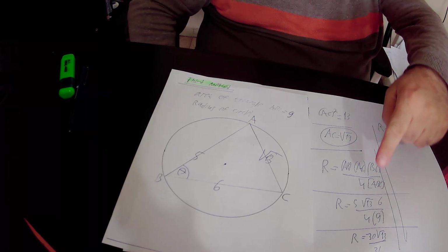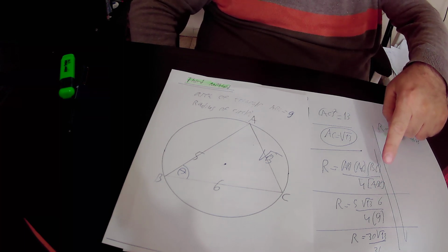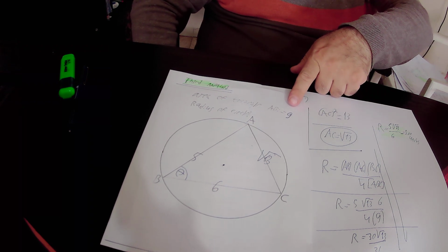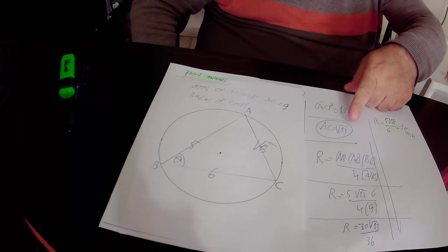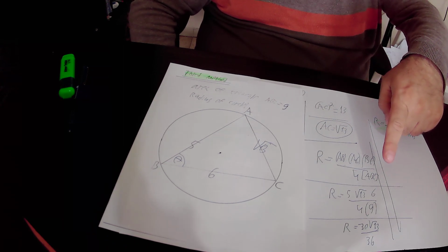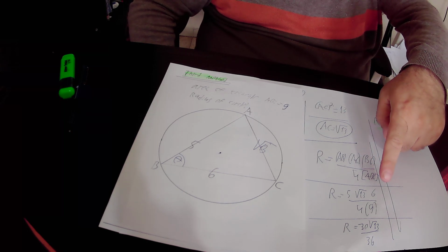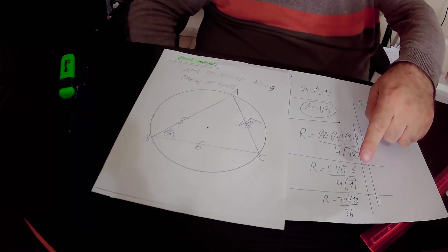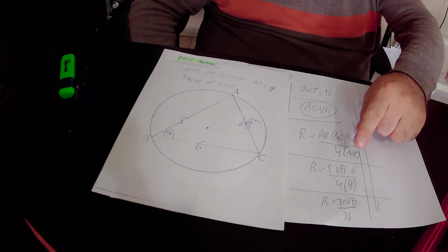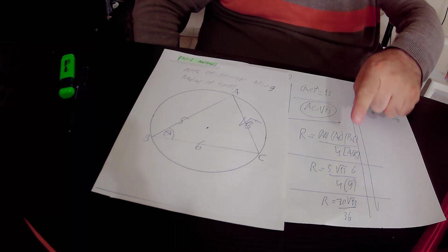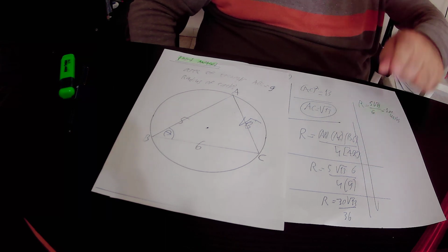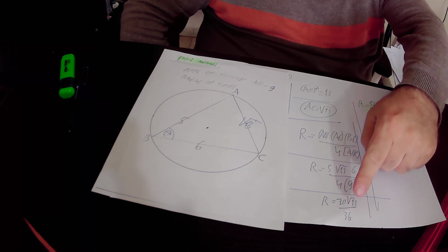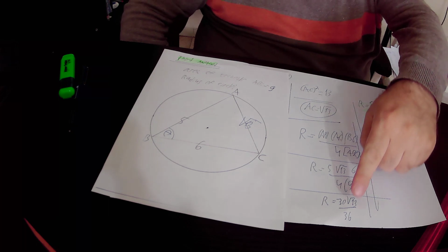AB is 5, AC is the square root of 13, and BC is 6, over 4 times the area of triangle ABC. The area of triangle ABC equals 9 square units, according to what is given in the question. So here we have 5 times the square root of 13 times 6 over 4 times 9. 5 times 6 is 30, so in the numerator we have 30 times the square root of 13 over 4 times 9, which is 36. So R equals 30 over 36 times the square root of 13 units. We divided both the numerator and the denominator by 6. 30 over 6 is 5, and 36 over 6 is 6.